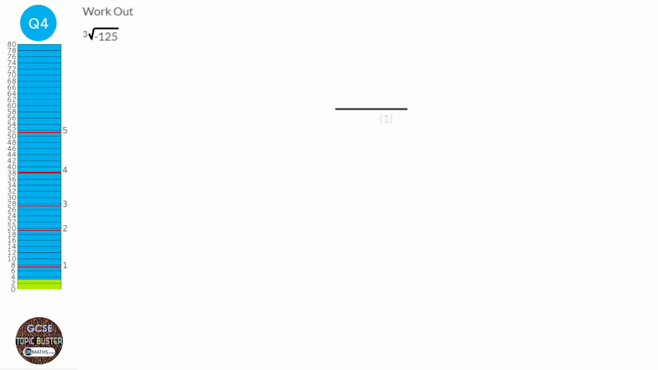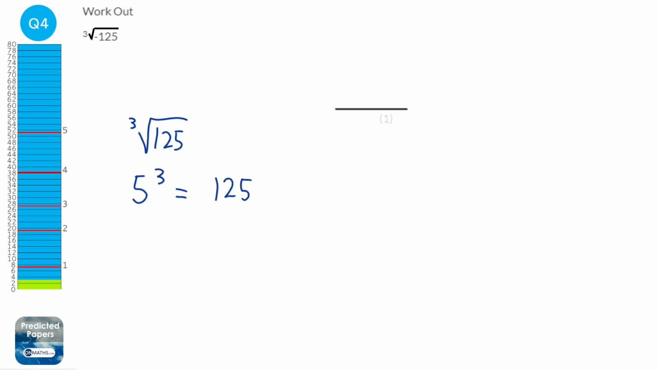Here we're asked for a cube root of a number. So what we need to do is understand first of all what the cube root of 125 is. Well, I know that 5 to the power of 3, 5 cubed, is 125, and that's something you need to know off by heart. Therefore, the cube root of 125 is like the opposite, it's the inverse. So the cube root is the inverse of cubing, so that's going to equal 5.